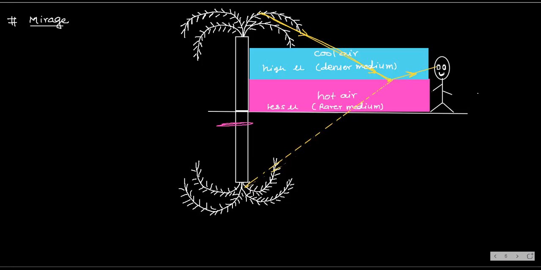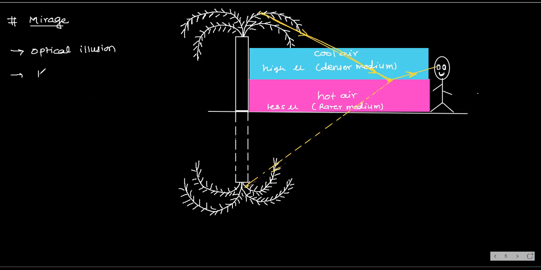And this image is also like that only. This image is also just an illusion, not reality. That's why you can draw it with dotted lines, or you can keep it as it is, not an issue. Okay. So mirage is what? Optical illusion.